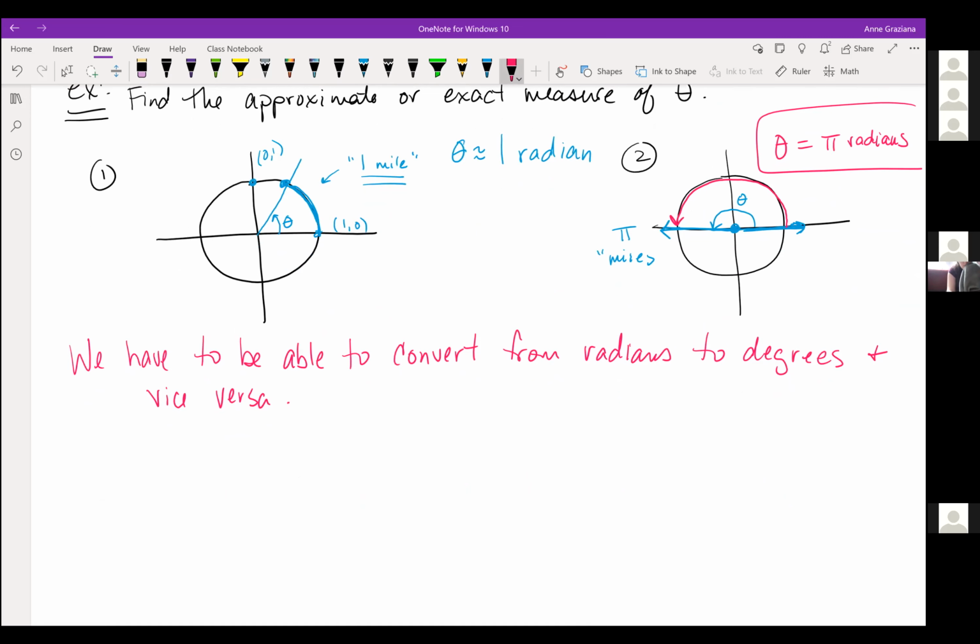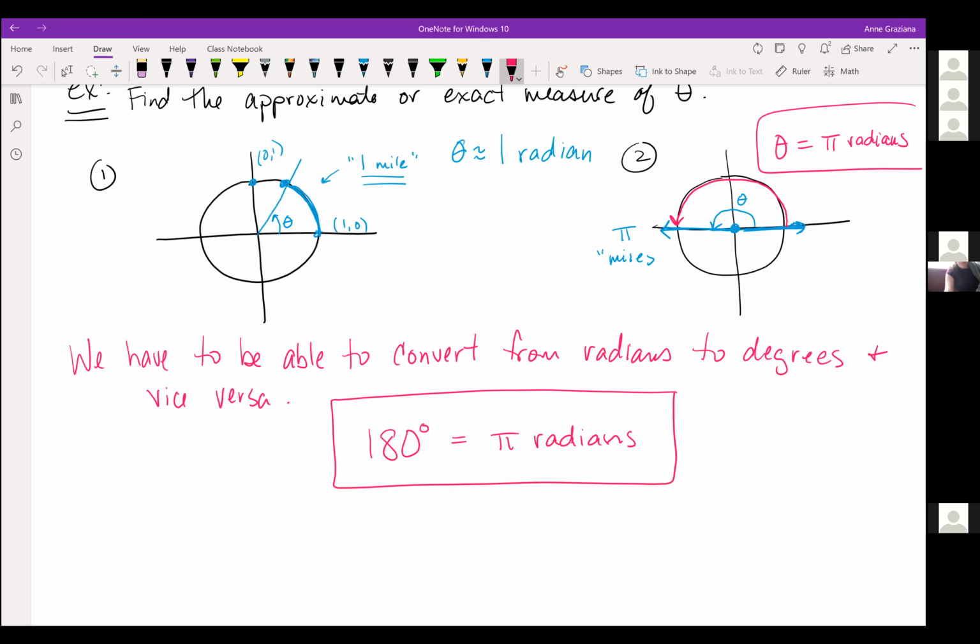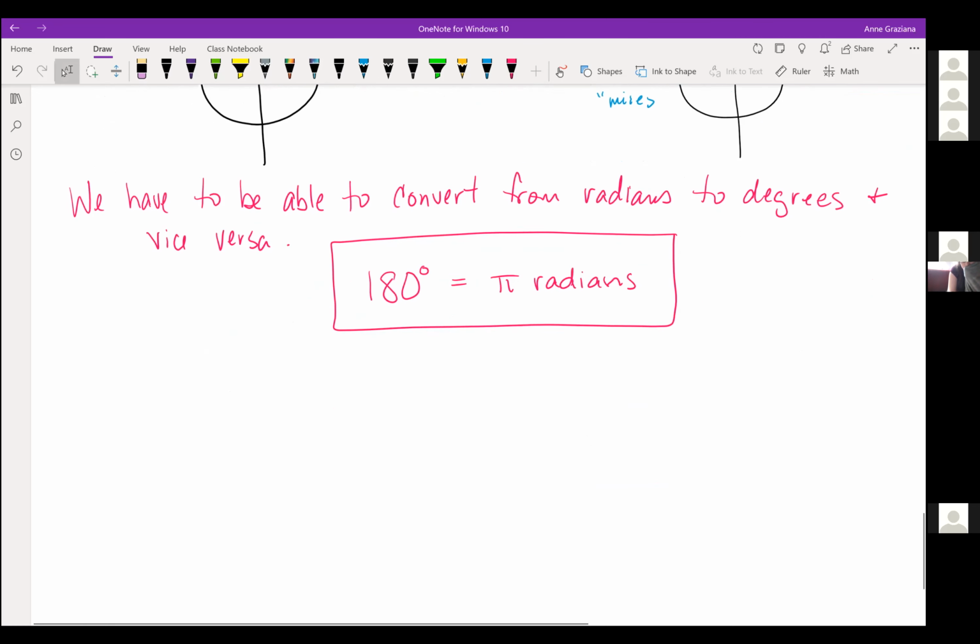So based upon what you see on that last example, this angle is 180 degrees, right? If it's flat like that, it's 180 degrees, but that's also equal to pi radians. And so this is another thing I want you to burn into your brain: 180 degrees is the same as pi radians. We're going to use that to convert back and forth. And I'll show you, we'll start off tomorrow.